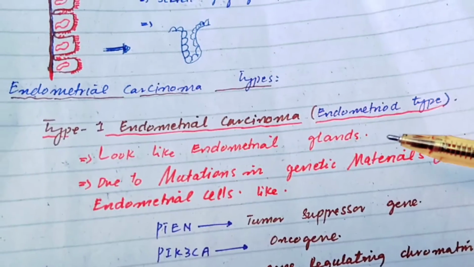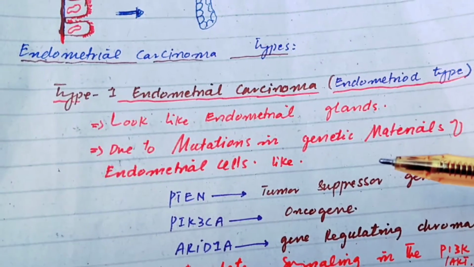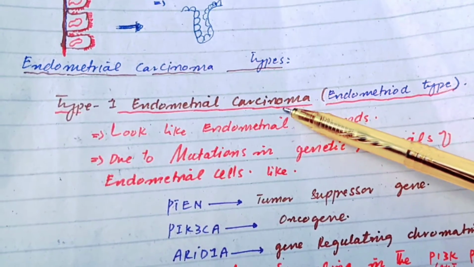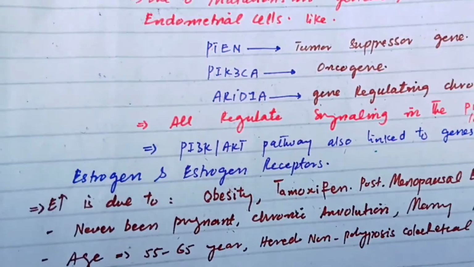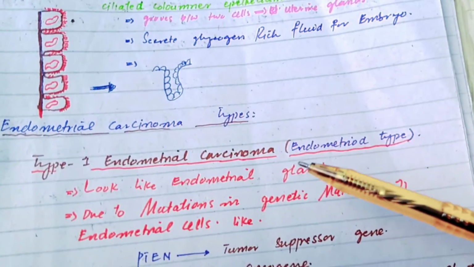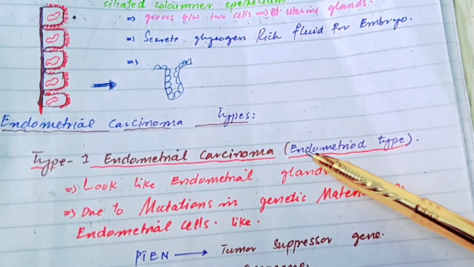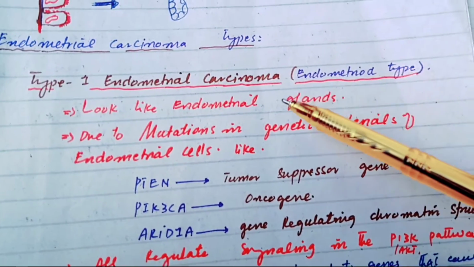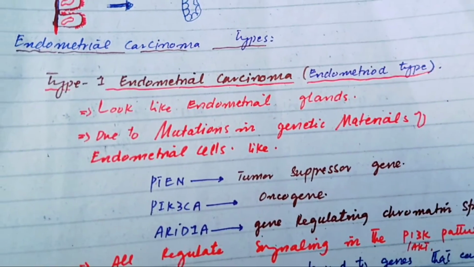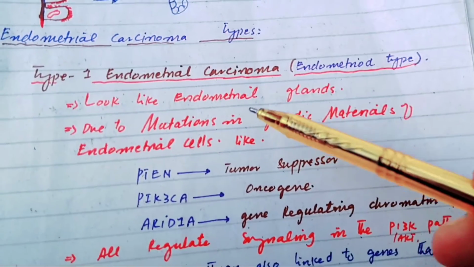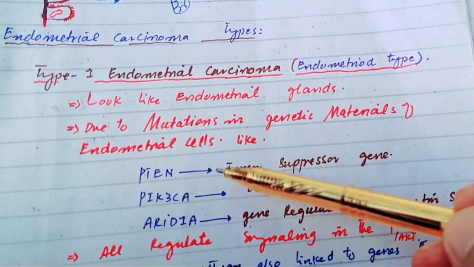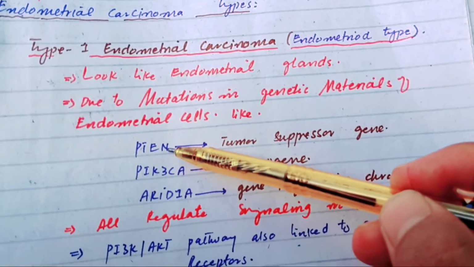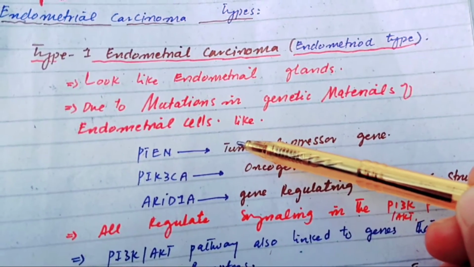Now the types of endometrial carcinoma: there are two types. One is type 1 endometrial carcinoma, the other is type 2 endometrial carcinoma. Type 1 endometrial carcinoma is also called endometrioid because it looks like the normal endometrial glands. It arises due to mutation in certain genes. Here you can see the PTEN gene, mutation in PTEN gene, which is a tumor suppressor gene.